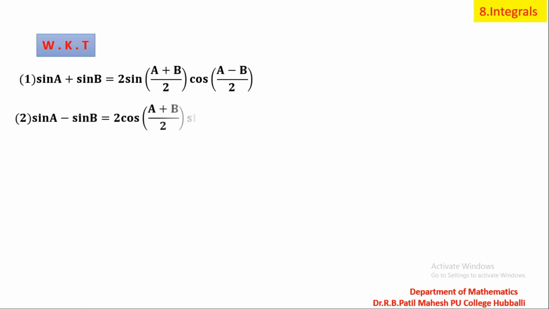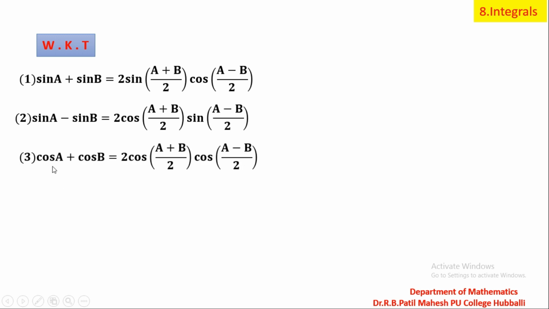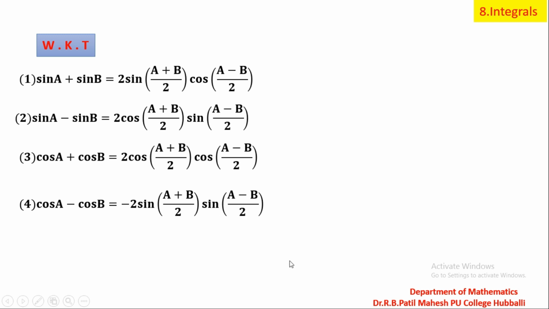Second one, sin A minus sin B is equal to 2 cos of (A plus B) divided by 2 into sin of (A minus B) by 2. Number 3, cos A plus cos B is equal to 2 cos of (A plus B) by 2 into cos of (A minus B) by 2. Number 4, cos A minus cos B is equal to minus 2 sin of (A plus B) by 2 into sin of (A minus B) by 2. These are 4 formulas that you have to remember, and you have learned these all in PU1 trigonometry.